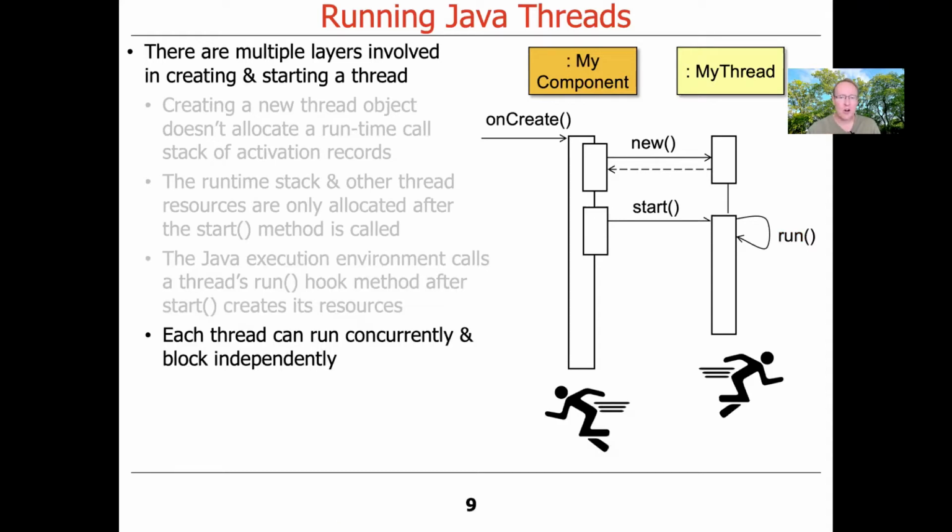Once start is called and once run is running, the newly created Java thread can run concurrently with the thread that created it. There's always a parent thread that creates another thread. And once the other thread's up and running and executing, they can both run concurrently. Sometimes the creating thread will wait and join with the other thread. Sometimes it won't. It all depends on what you're trying to do in your application.